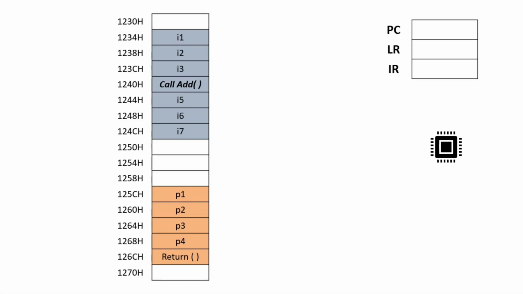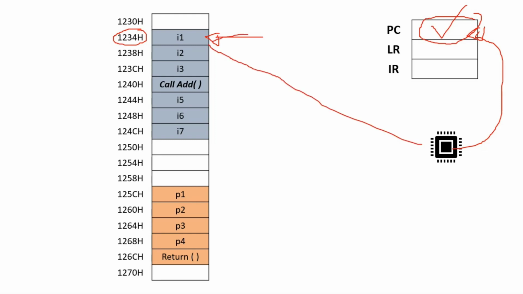From the beginning of the first chapter of this module, we have seen how exactly a particular instruction gets executed. That is, the program counter always points to the instruction that has to be executed next. For example, I1. So the processor goes to the program counter, fetches the address of the instruction that has to be executed next, that is 1234H, and fetches that particular instruction from memory, and stores it in the instruction register. So I1 here. Once it is stored in the instruction register, the processor updates the PC value to the next instruction and starts executing the loaded instruction I1.